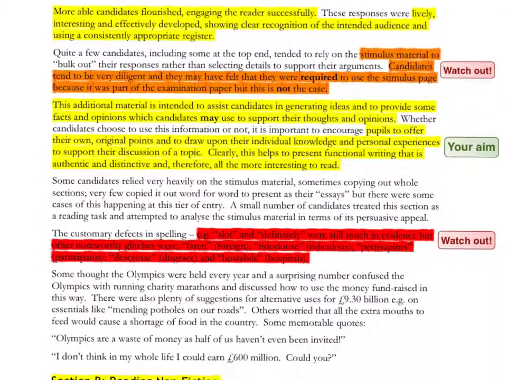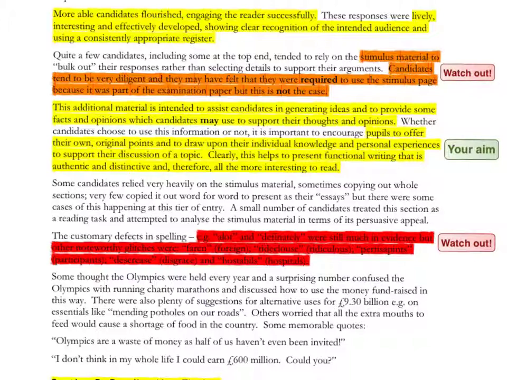Going on down the page, the examiners also said that able candidates flourished and engaged the reader successfully. In other words, their writing was interesting to read, it was lively, it was unique, there was development of their response, there was awareness of audience, whether it was a letter that you were writing to somebody, or you were writing an article, whatever the intended audience was. And unless they specify who the audience is, you presume that your intended audience is the examiner. So unless they specifically say who you're writing a letter to, you just presume that it's the examiner. So therefore you're going to write in a formal way, very different as opposed to if you were writing for an audience of your peers.